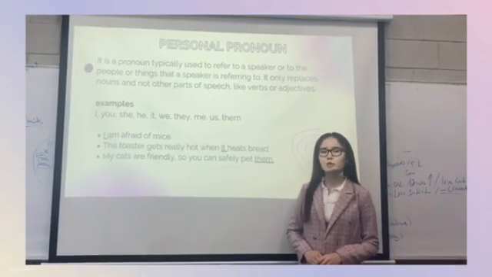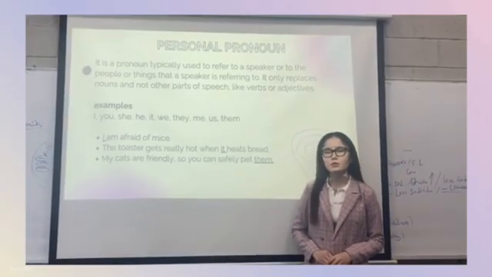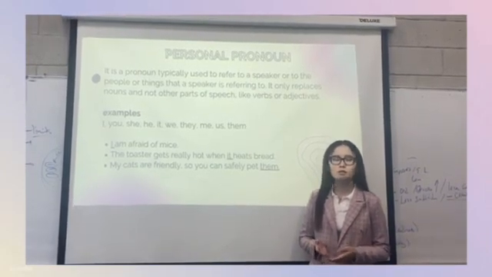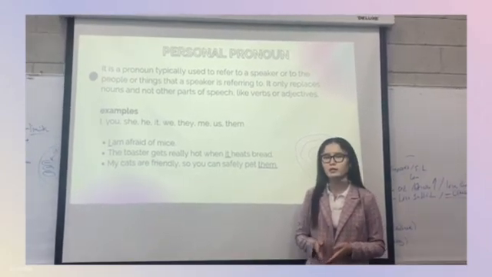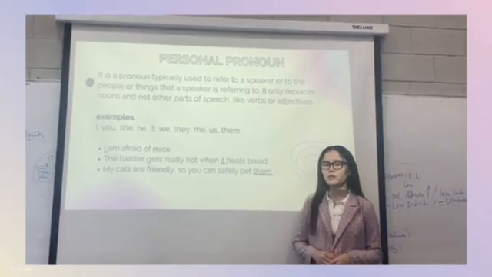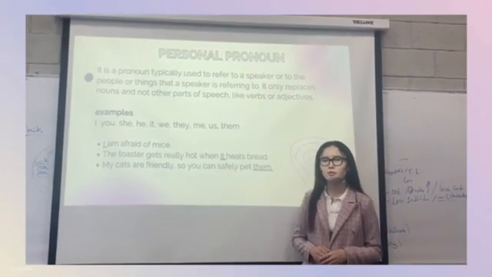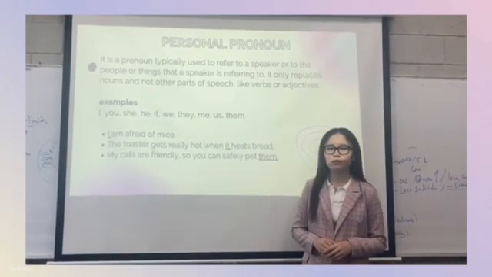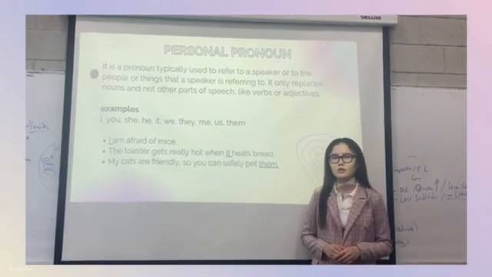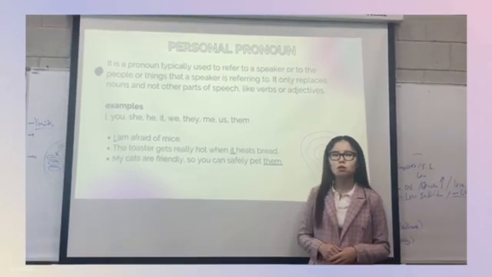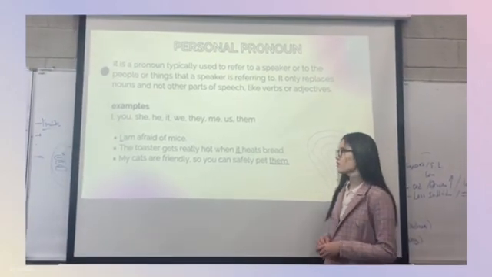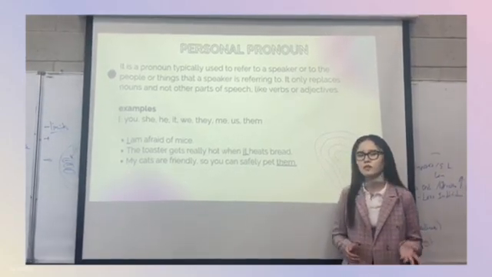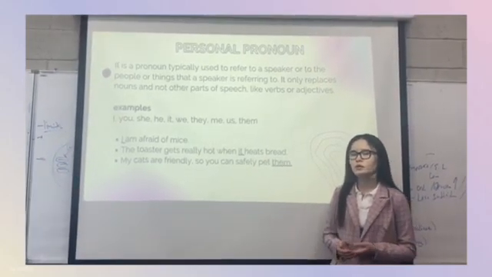So our next type of pronoun is the personal pronoun. Personal pronouns are used to replace people, places, and things in order to make sentences shorter and clearer. They are also typically used to refer to the speaker, or to the people or things being referred to. They only replace nouns, not other parts of speech like verbs or adjectives. Examples of personal pronouns are I, you, she, he, we, they, and others.